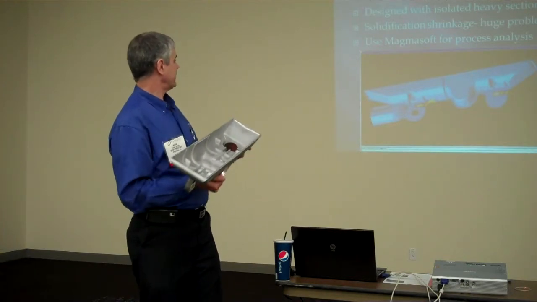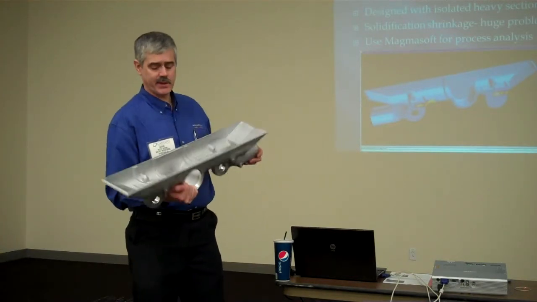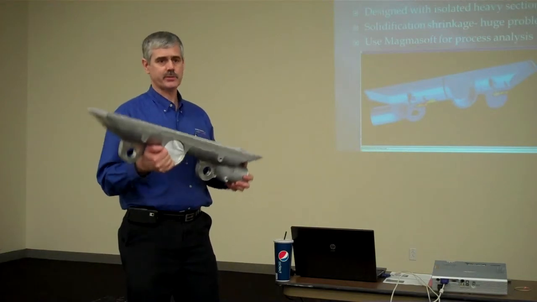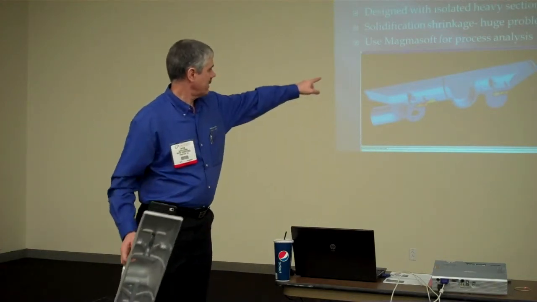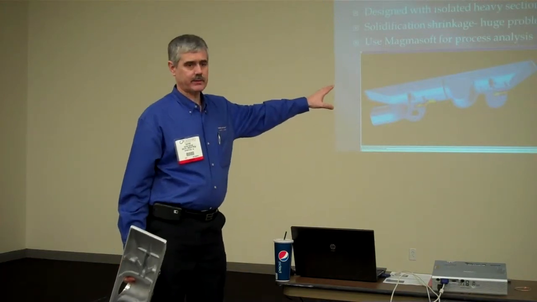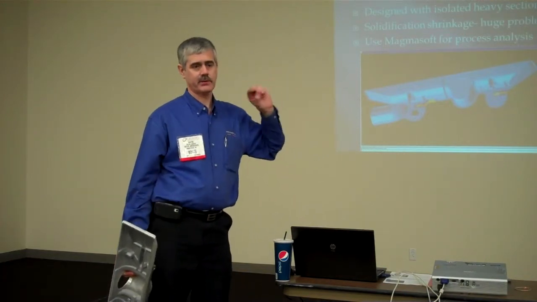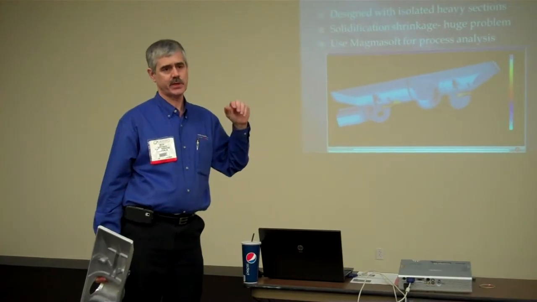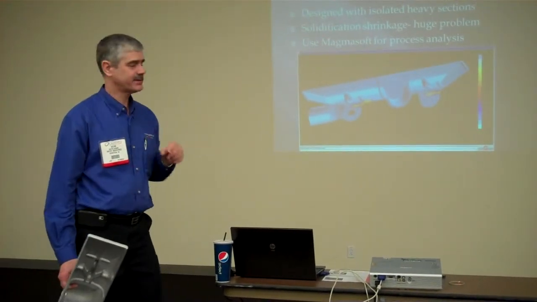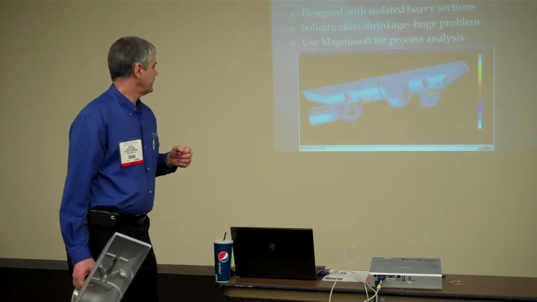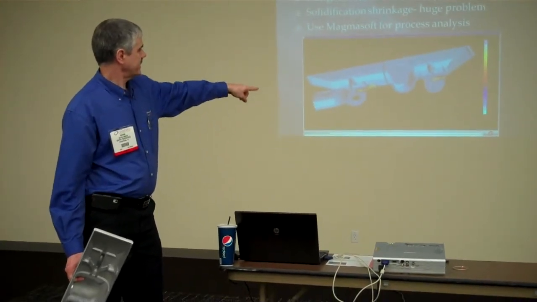So in this case, we did a baseline. There's no gating on there. It was just to see where does the part want to shrink, where does it have a propensity to shrink. And you can see the colors there. A light, like a white, is going to be pretty much completely shrink. It's going to be solidification shrinkage. They call it a porosity result, but it's really shrinkage, right, in this case. It's not gas porosity. And as you go down the color chart, it gets to be less and less.